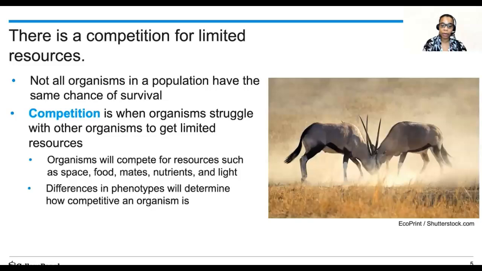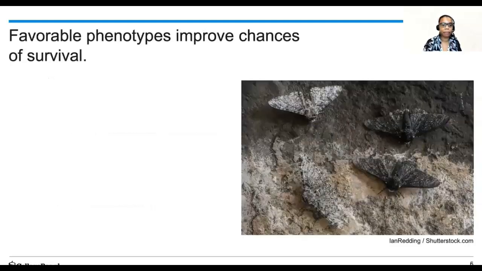Differences in the phenotypes of these organisms will determine how competitive the organism is. This can lead to differential survival. So there's more born than survive. Favorable phenotypes can improve chances of survival.